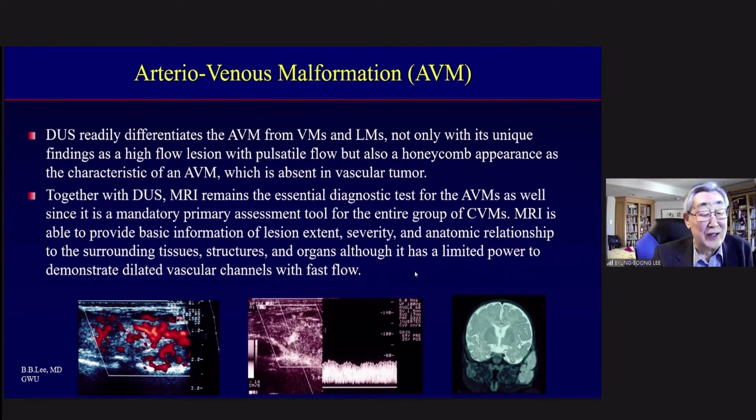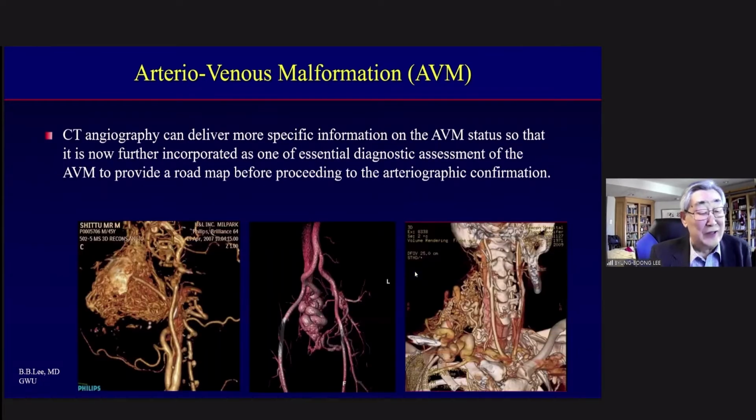Duplex ultrasound readily differentiates AVM from other lesions, not only as a high flow lesion but with pulsatile flow. Together with duplex ultrasound, MRI remains an essential diagnostic for AVM as well. CT angio can deliver more specific information on AVM status, so it is now incorporated as one of the essential diagnostic assessments for AVM.